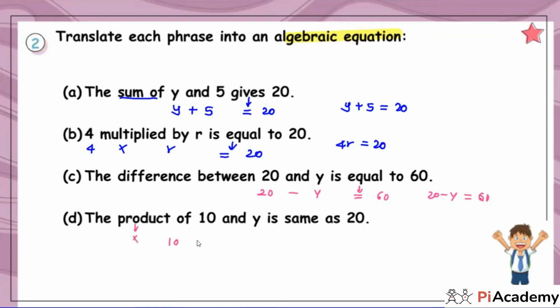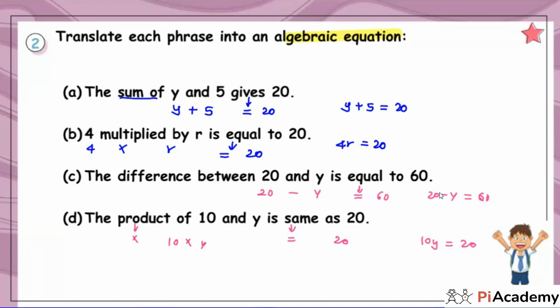Okay, so 10 times y is the same as, it means what, the equal sign. So you can put this into the algebra equation. That is what you have, 10y equals 20. Now please raise your hand if you have any doubt in this. Otherwise, please remove your hands if you don't have any doubt. If you have a doubt, keep it.